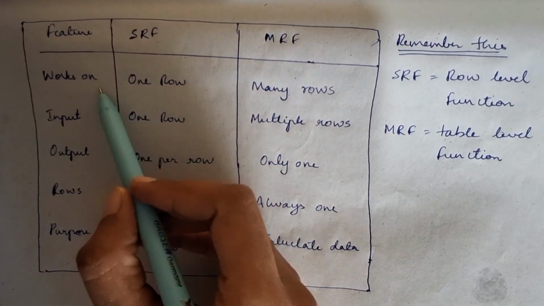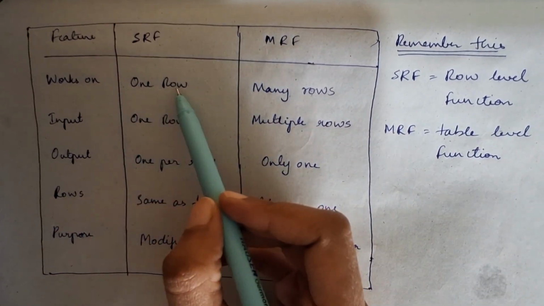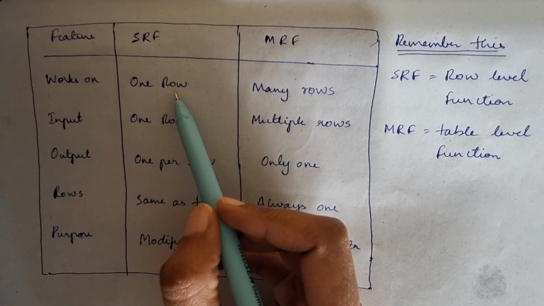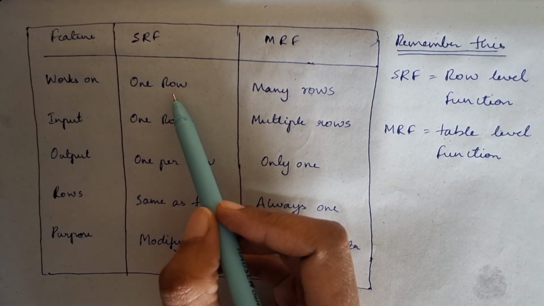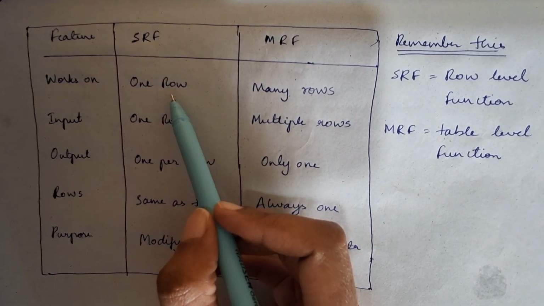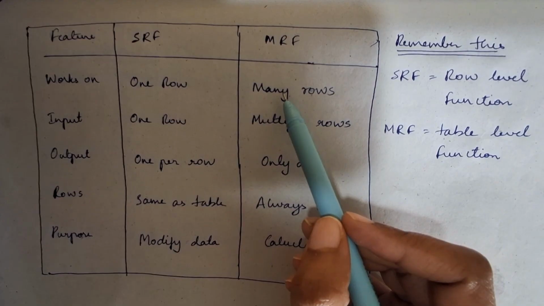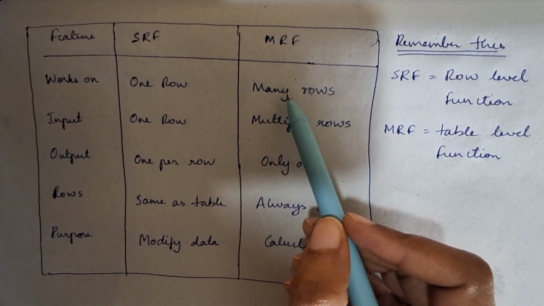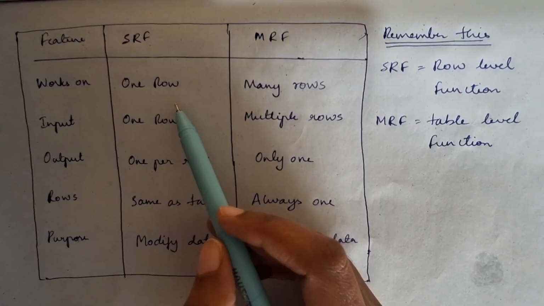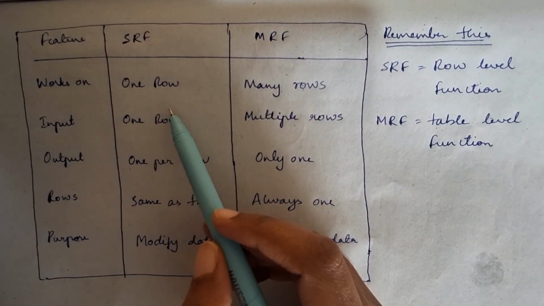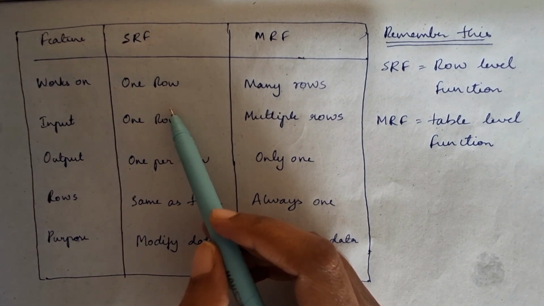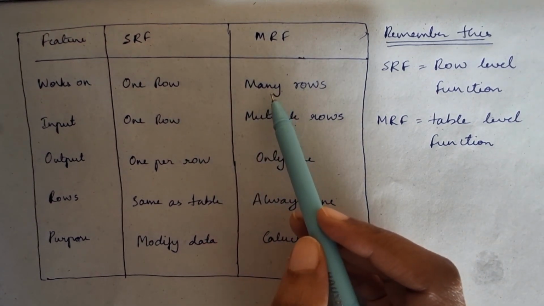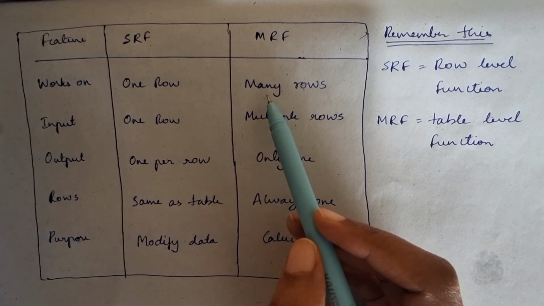The first point is how both work. SRF works on one row at a time. It means it takes only one row, processes it and gives output. But MRF works on many rows together. It does not work row by row. It works on the full column. For example, the upper function, which is an SRF, works on one name, that is one record, whereas the count function, which is an MRF, counts all the names, that is it works on many rows.